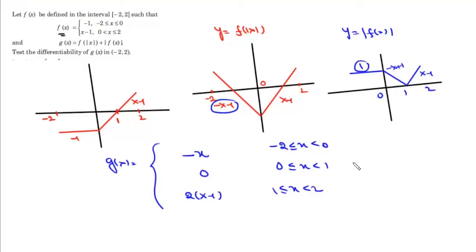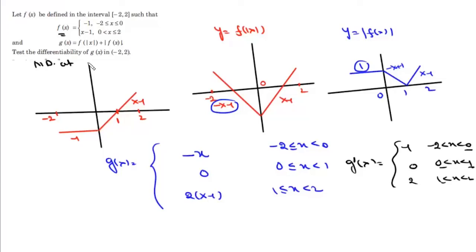Now we'll find g dash x. g dash x will be minus 1 when x lies between minus 2 and 0. This is 0 between 0 and 1, and this is 2 between 1 and 2. Therefore it is not differentiable at 0 and 1. So this function g(x) is not differentiable at x equals 0 and 1. And that is the answer to this question.